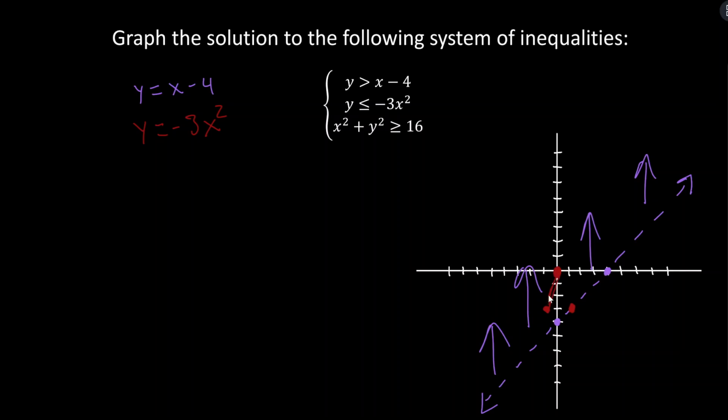All right, so solid line through here, or curve rather. Solid curve to make my U-shaped parabola. And boom, there we go.